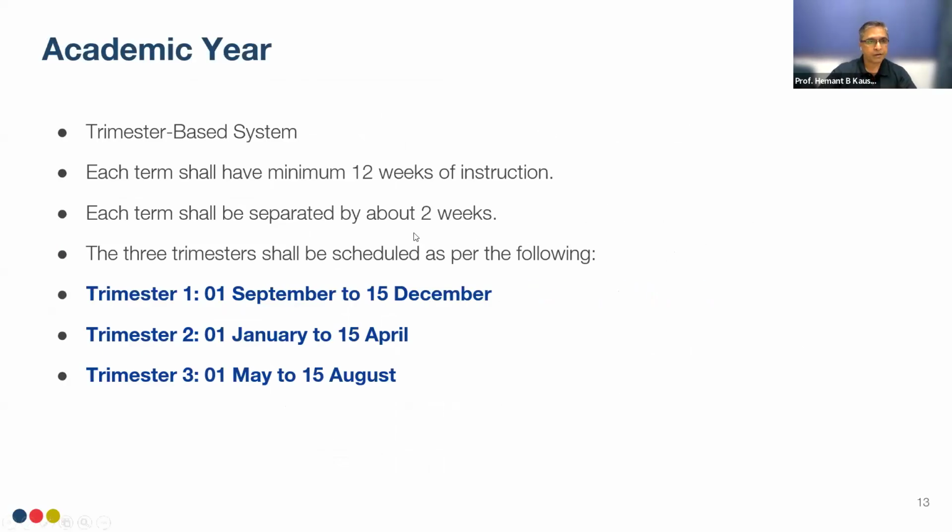And like I said, it is a trimester-based system. You will have a minimum of 12 weeks of instruction, and each term will be separated by about 2 weeks. And these are the timelines for 3 different trimesters, from 1st September, from 1st January, and from 1st May. This is how we will conduct the trimesters.